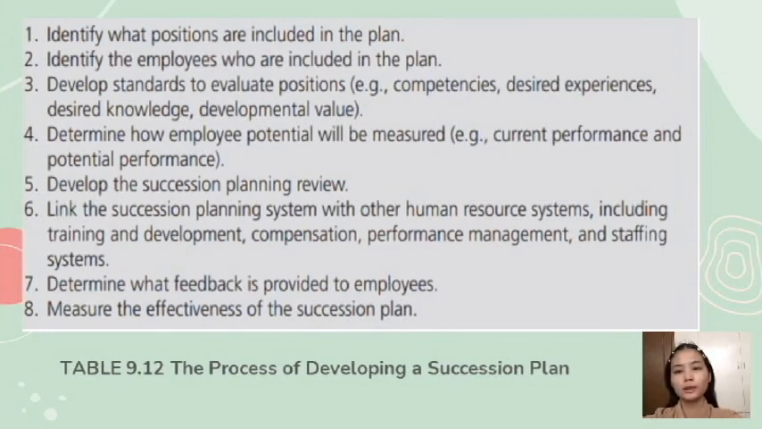The first step is to determine which positions will be covered by the succession plan, such as all management positions or simply particular levels of management. The second step is to determine which personnel are included in the succession planning system. The third step is the organization must establish how positions will be evaluated. The fourth step is the organization should choose how employees' potential will be measured. In that instance, will the employee's current job performance as well as potential ratings be used? Will employees' job interests or career objectives be taken into account?